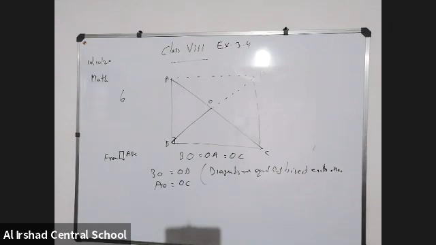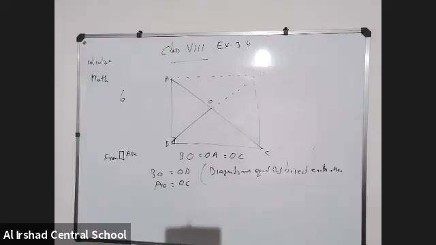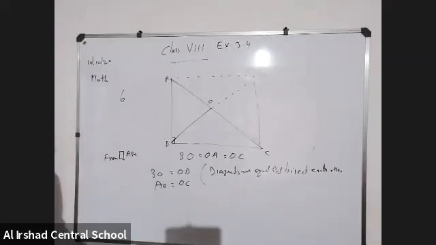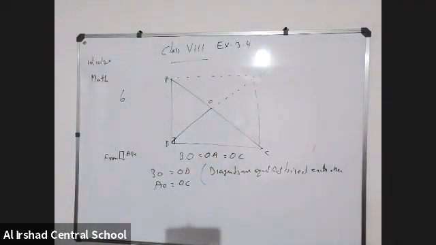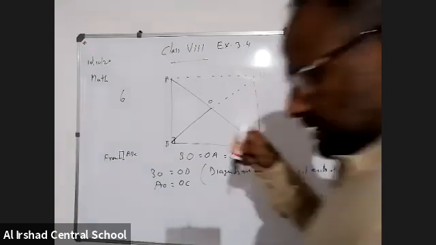Are you getting the idea or not? Any confusion, I will write it and show you. It is based on the property that diagonals are equal and bisect each other. Isn't it?